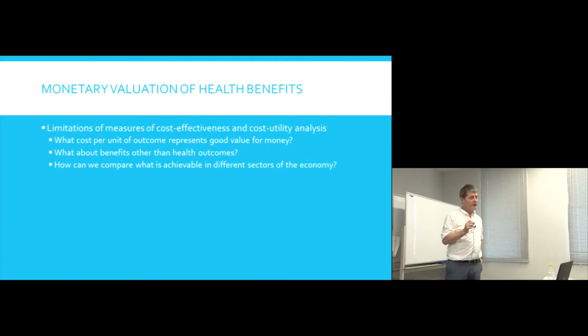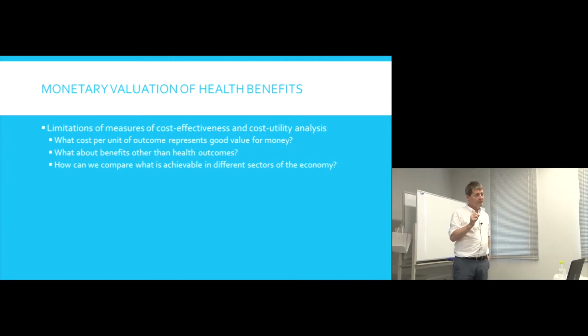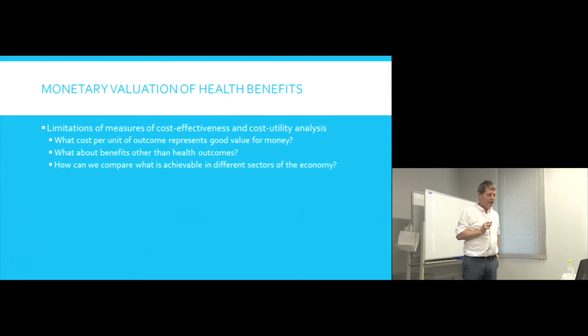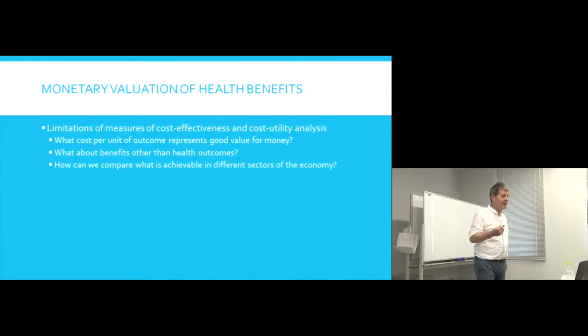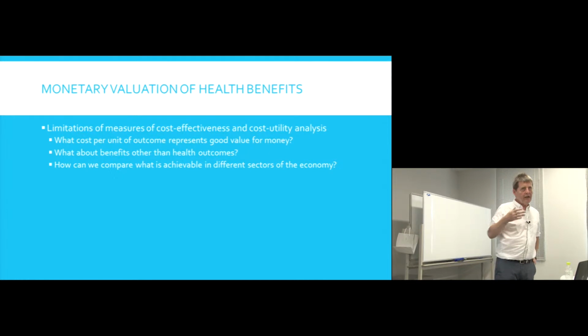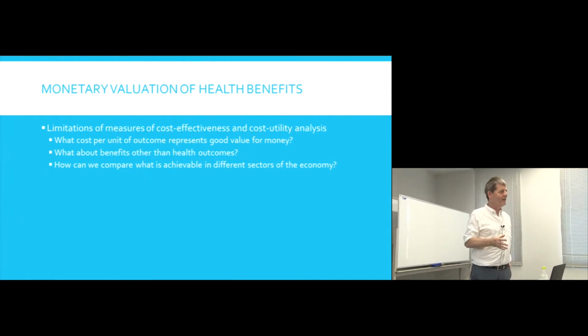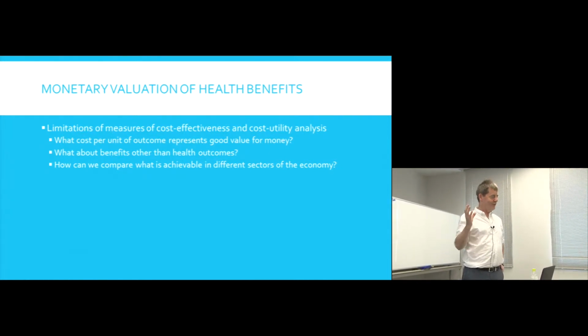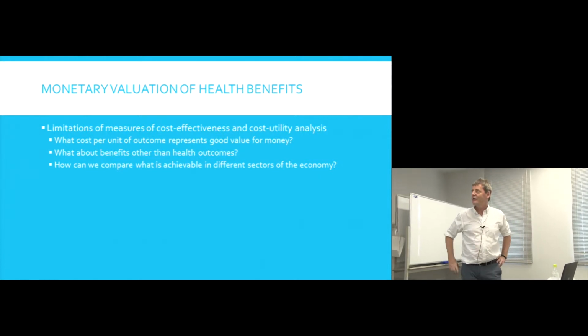All of these measures have a particular challenge associated with them, and that is, how much should we be willing to spend to get the benefit? How much should we be willing to spend to avoid a fracture or to avoid a stroke? Or how much should we be willing to spend to gain a life year or gain a QALY? Now, if you do things in money terms, you're there already. You've got the money valuation. So that's one reason.